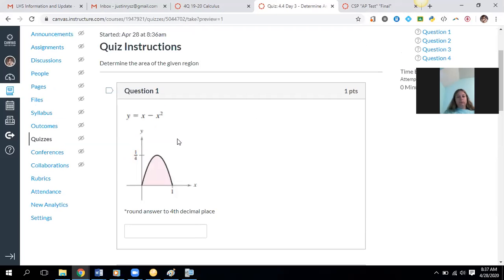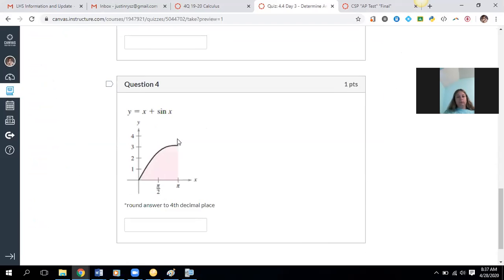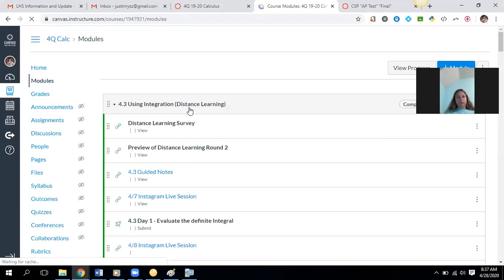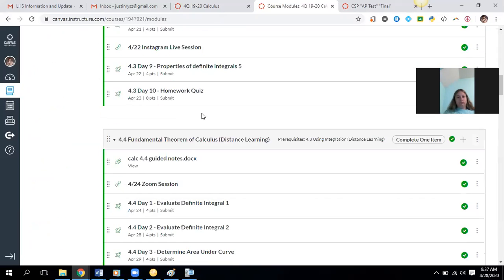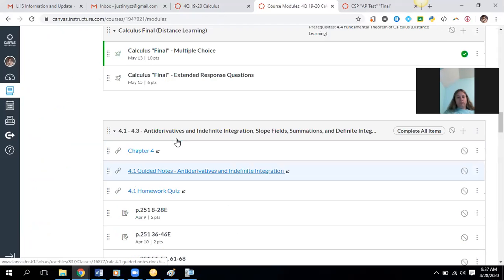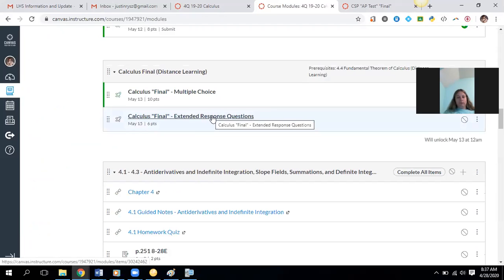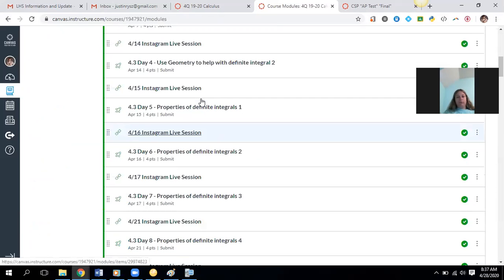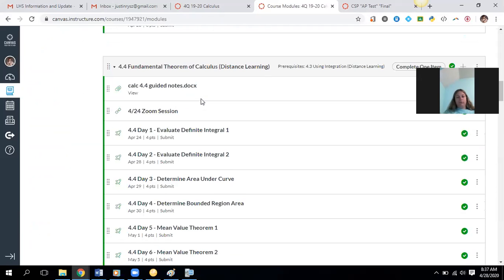So if you guys ever feel like jumping ahead, feel free to do that. I actually have, I'll look through this. For you guys, I have all the way up to, well, the rest of the year minus the extended response questions on the final. You guys will have a multiple choice final that you can take 4 times or 5 times because it's A, B, C, D, E. So that'd be fine. So I just want to give you guys the opportunity if you want to work ahead to get things done, get over with it.